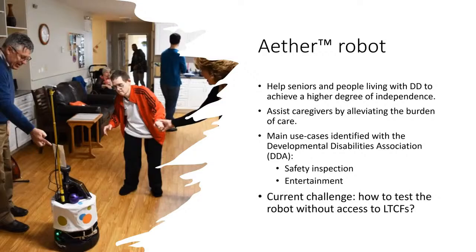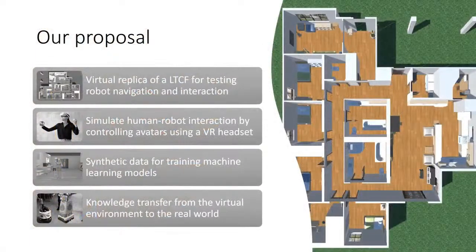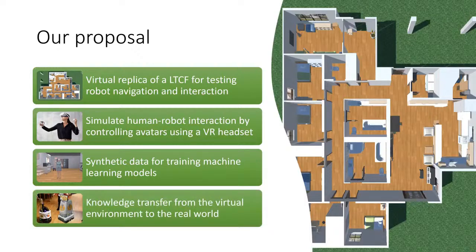With the current access restrictions to DDA's facilities, we had to stop our on-site tests and our data collection and reinvent our processes. To overcome this challenge, we developed a simulator that employs virtual reality, or VR, to help us test the robot. We created a virtual replica of a long-term care home from DDA for testing robot behaviors when navigating and interacting with a virtual avatar. Users can enter that environment to interact with the virtual robot by controlling avatars using a VR headset. The simulator also enables the generation of synthetic data for training machine learning models. It fosters the transfer of the knowledge built on the virtual environment, like the tuning of control parameters, to the real world.